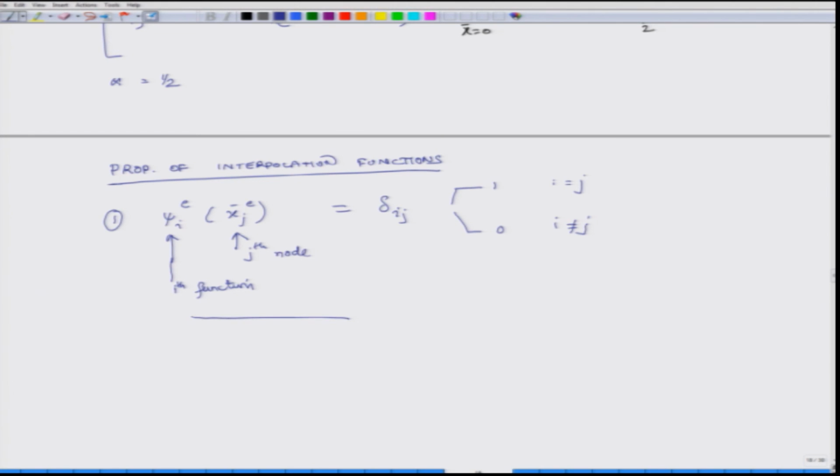So, this concludes our discussion of interpolation functions, and in the next class what we will do is use these interpolation functions to develop element level equations. And once we have developed those element level equations, then we will actually assemble those equations. So, now we will start looking at all the nitty gritty details of FEA.